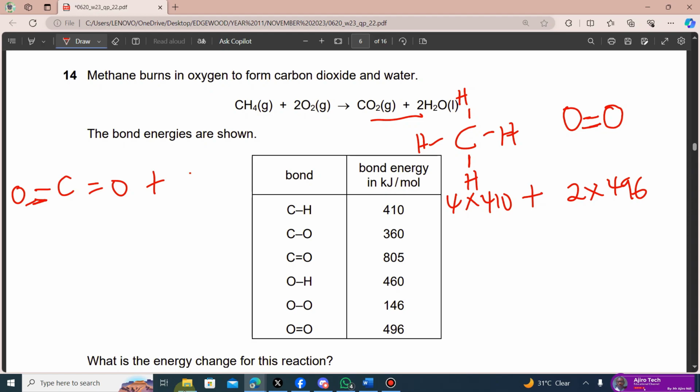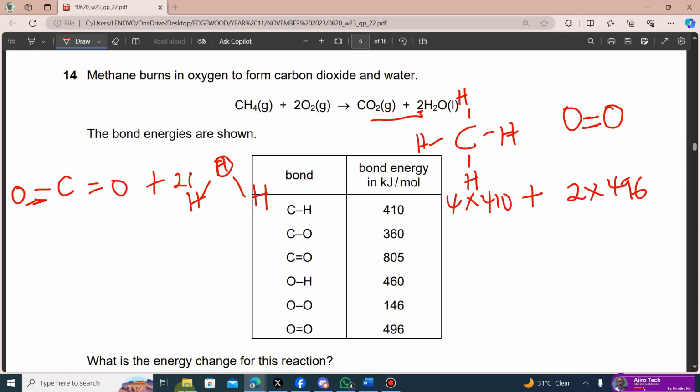Okay, so we have OH, so this is H. So let's have O here, and we have H attached. So H, we have 2 of it. But there's a 2 coefficient here, that makes it 4. Okay, so let's compute this first.